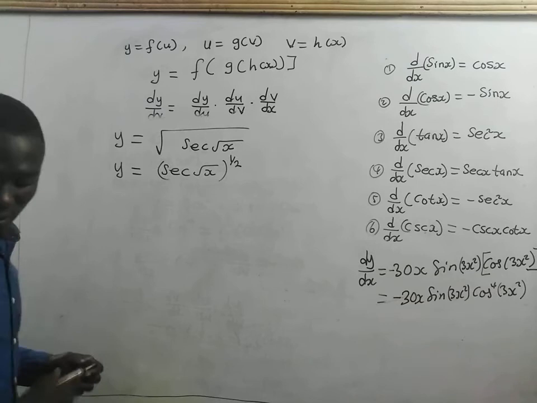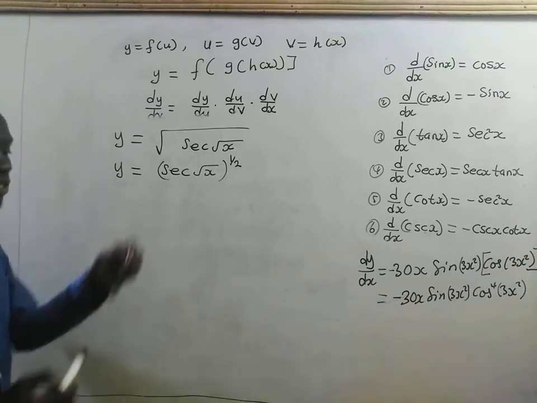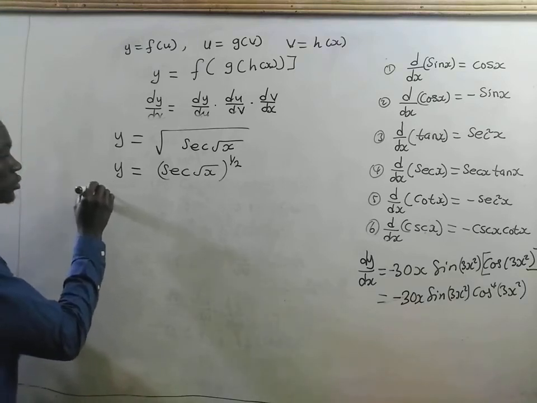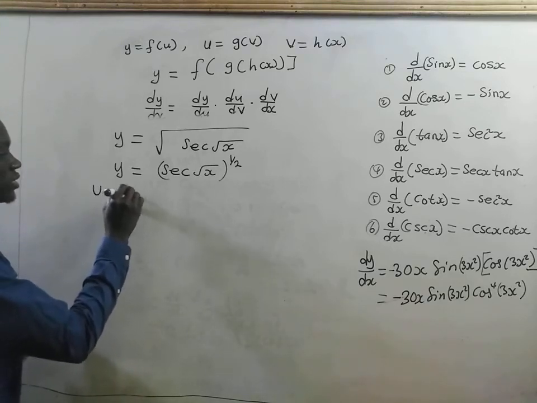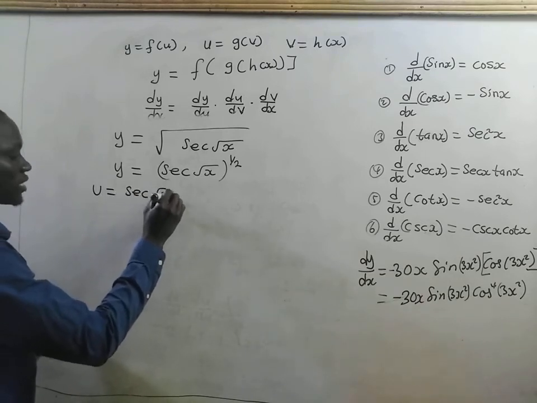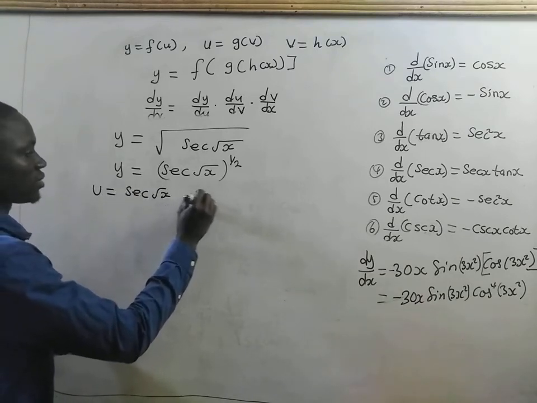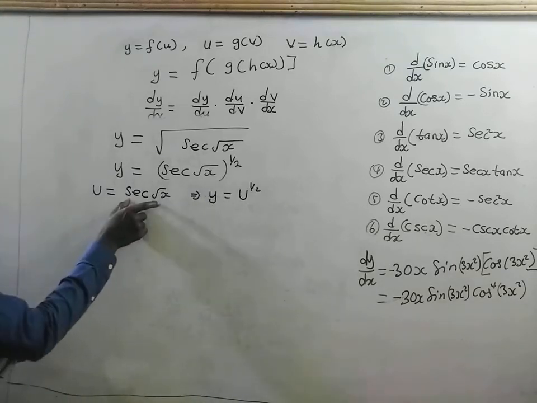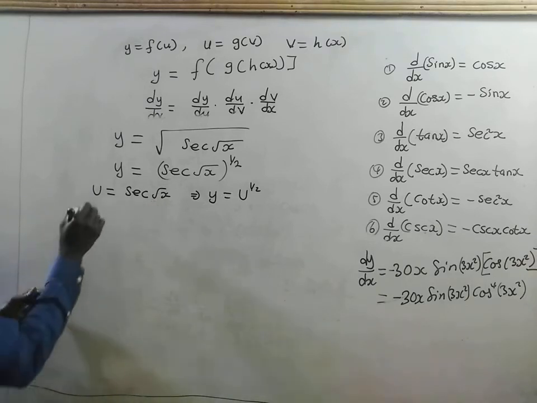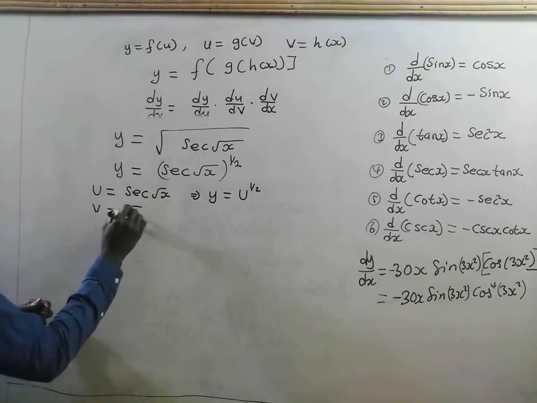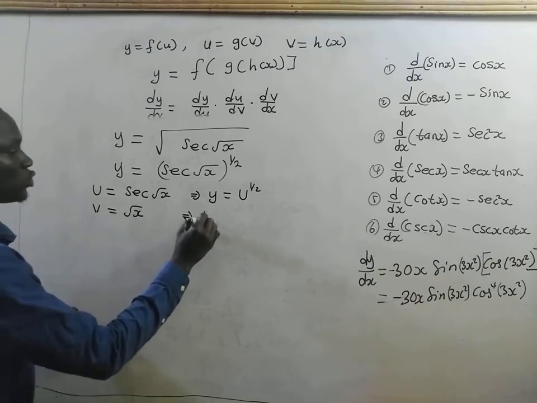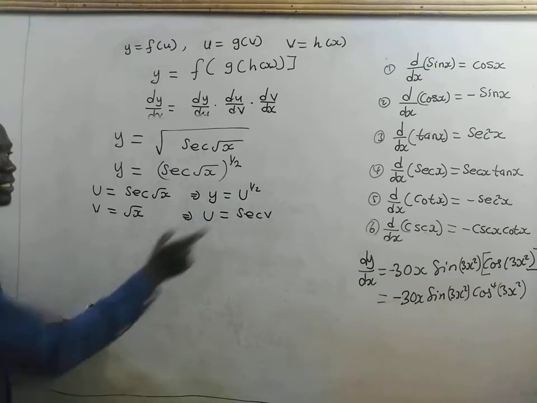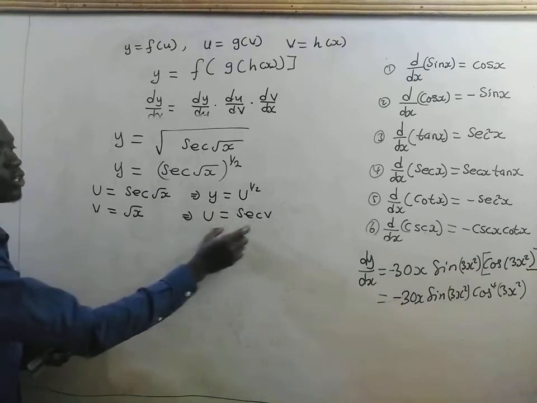So we are using the chain rule. This is a function of a function. It's a composite function. So let's do it. If I let u be equal to secant of square root of x, then y is equal to u to the power half. But this one is also a function of a function. So if I take v to be equal to square root of x, this implies that u is equal to secant of v. So now we have three functions, y, v, u.